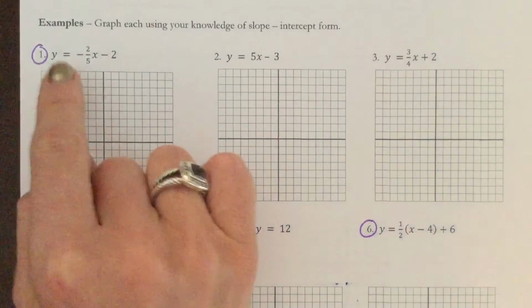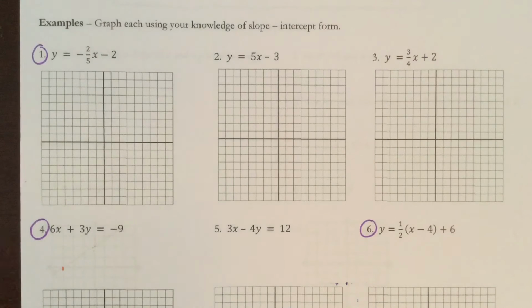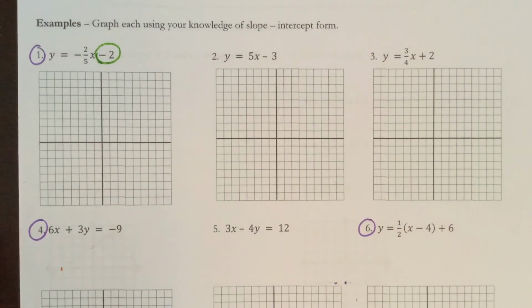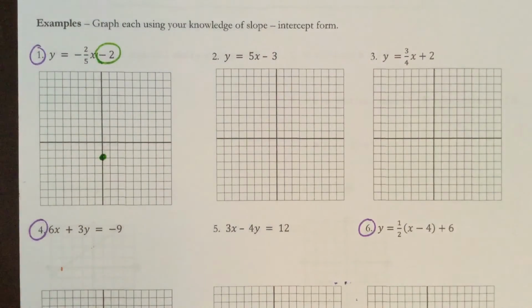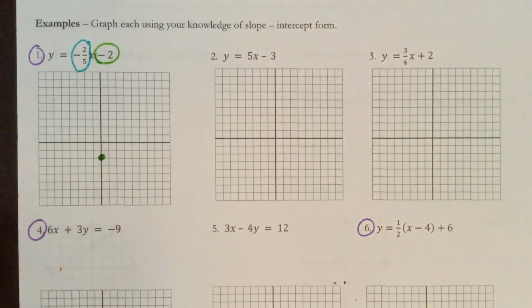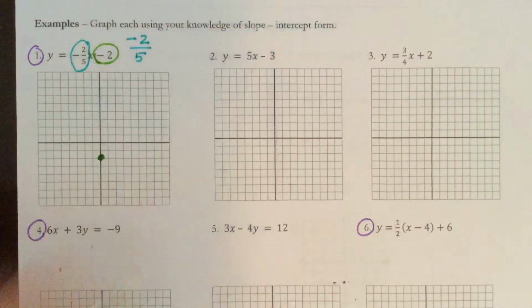On the first one, y equals negative 2/5 x minus 2. That equation is in slope-intercept form. Our first step is that we are going to begin by graphing that y-intercept. So if I think about where the y-intercept is, that is this number right here, my constant. So I'm going to begin the graph on the y-axis at negative 2. From there, I am going to move with my slope. My slope here is the coefficient of x, or the number in front of x, which is negative 2/5.